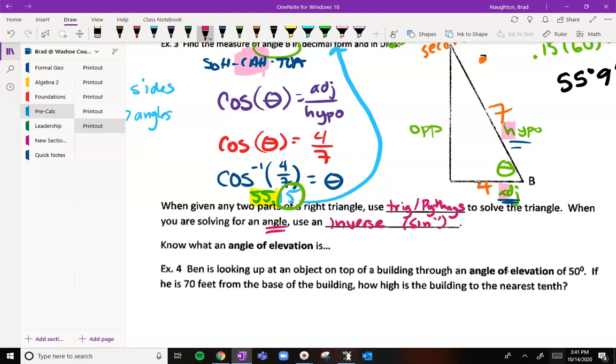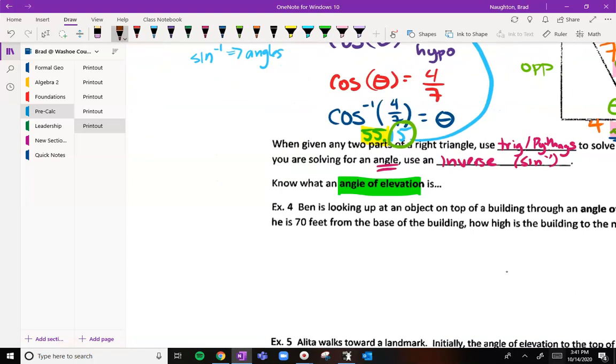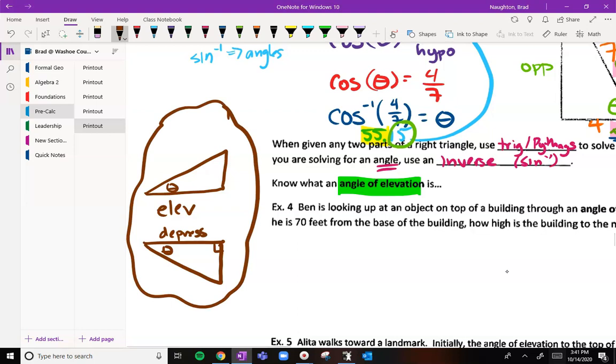All righty. So you need to know what an angle of elevation is. A little review of algebra. So there's 2 angles that you need to know. Elevation is when you're looking up, so that's your theta. Always write that if it says elevation. If it says depression, that means you're looking down. This is your theta. If you remember one thing for these word problems, that is the super important one.